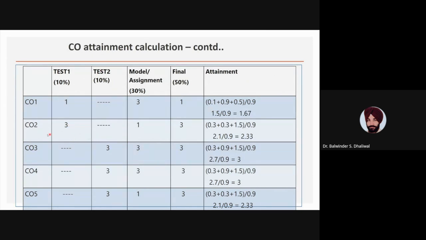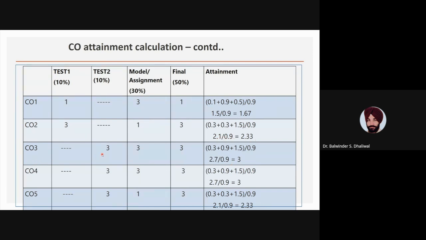Test 2 was not aligned with CO2, so that's why we are adding the dash. So 3 into 10% becomes 0.3. 1 into 30% becomes 0.3 again. 3 into 50% becomes 150%, that means 1.5, right? So the total of these three values is divided by 0.9, because this 10% is not attached to CO2. So the total weightage to CO2 is this 30% plus 50% plus 10%, which is 0.9, right? So 2.1 divided by 0.9 will become 2.33.